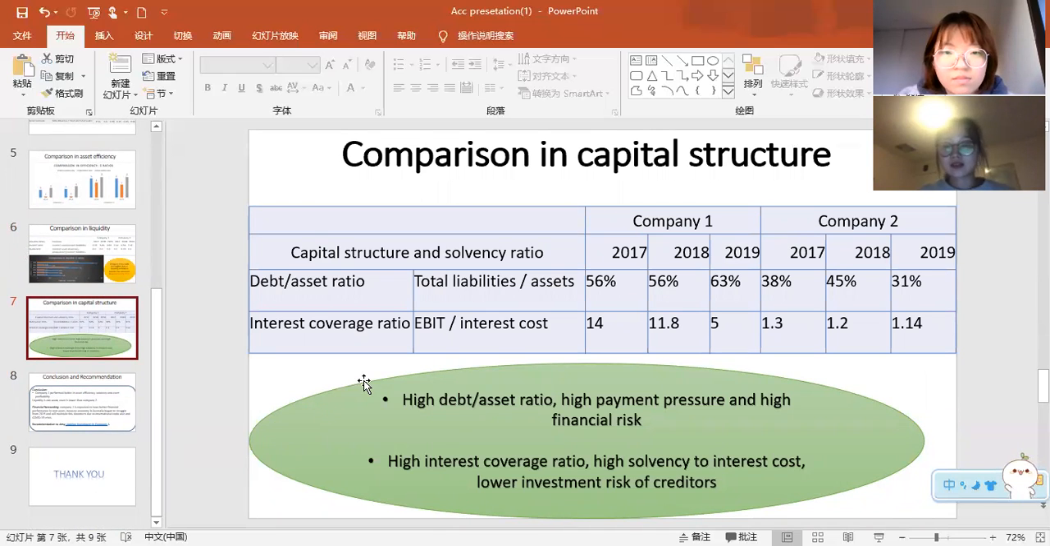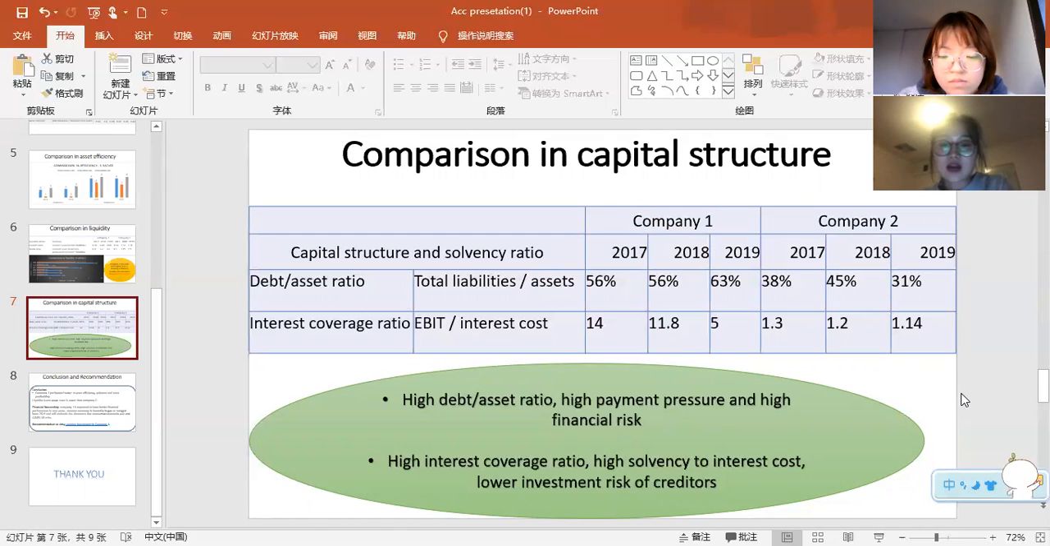Now let us evaluate the capital structure and the long-term solvency pressure of the two companies. I choose the debt to asset ratio to measure the capital structure and the interest coverage ratio to measure the solvency of the two companies. These are my calculation results.